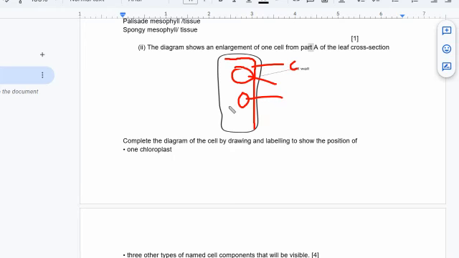The chloroplast, and they also have the vacuole, so you can draw like this. A smaller vacuole, or the solution in the cell, is called the cytoplasm. So you can draw the different things, and then you will get the complete 4 marks of this question.